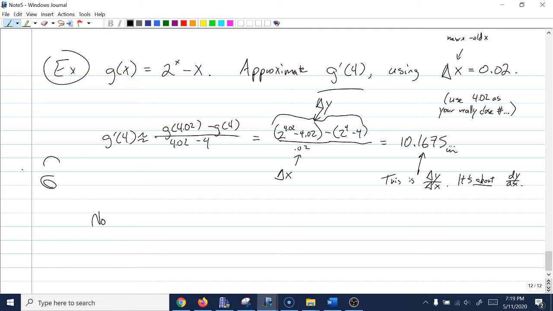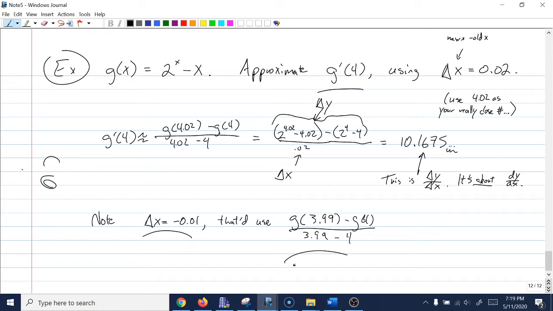Note, in this case, if I had a negative delta x, negative 0.01, that'd use g of 3.99 minus g of 4 divided by 3.99 minus 4. You're allowed to have negative delta x's. That tells you pick a number left of the point. That works just like you might guess it does.